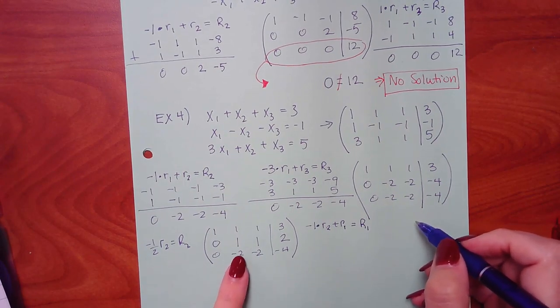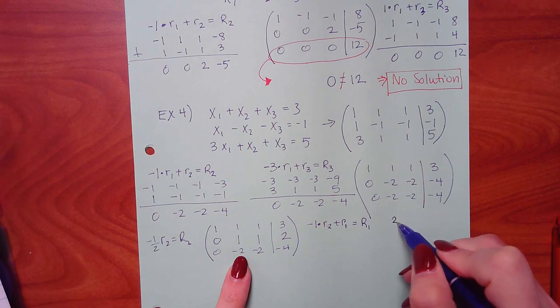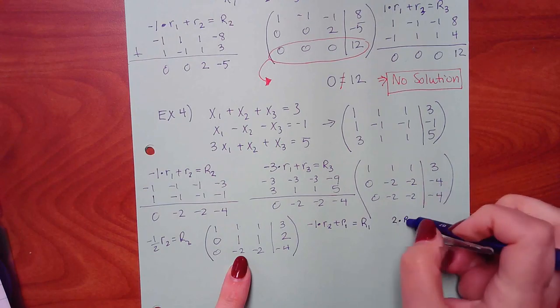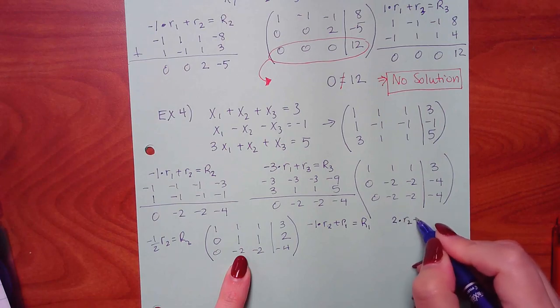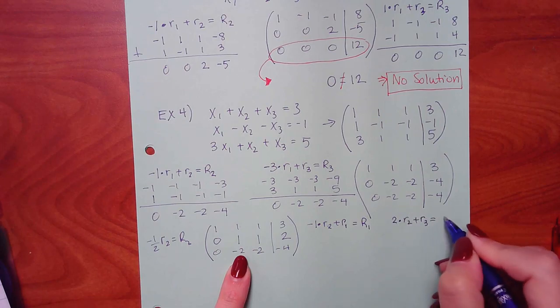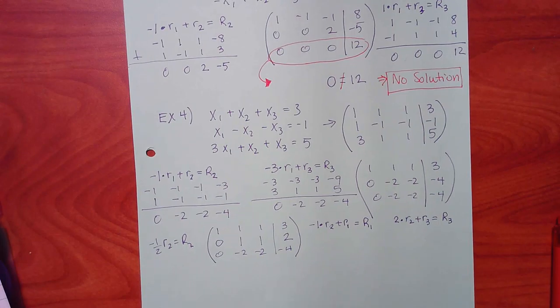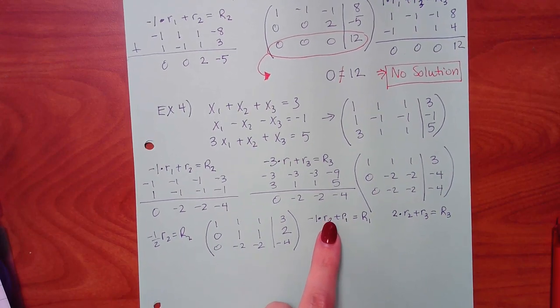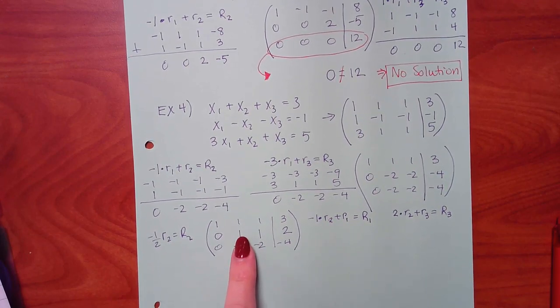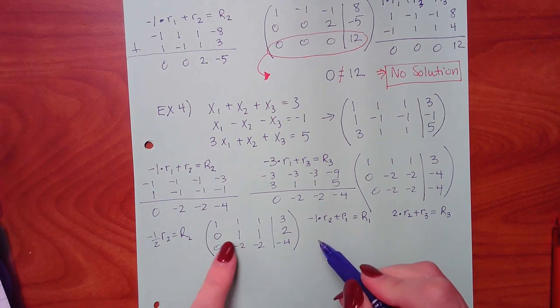Now for the bottom, I'm going to need a positive 2, so I could get a new row 3. Wherever the 1 is, that's what you're multiplying by, right? So I've got the 1 here where I want it, so that's the 1 that's going to get multiplied by what I need. Now let's do the computation.